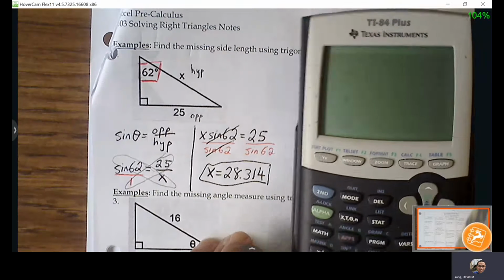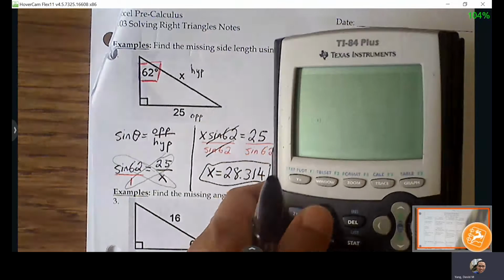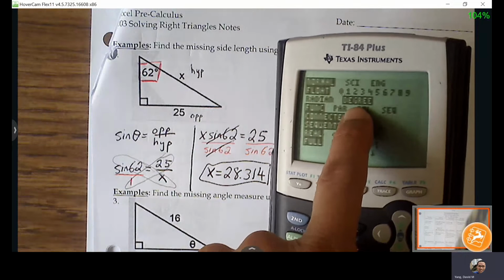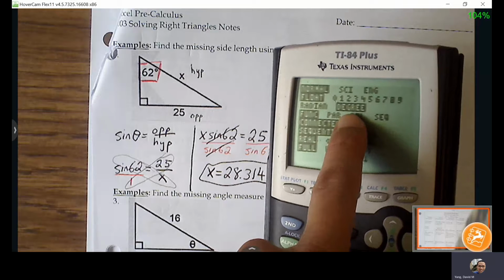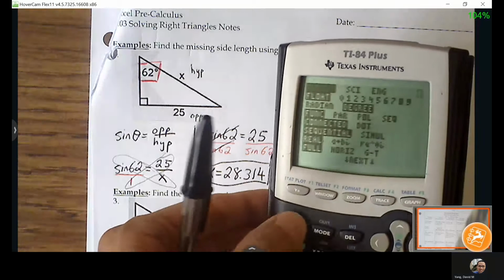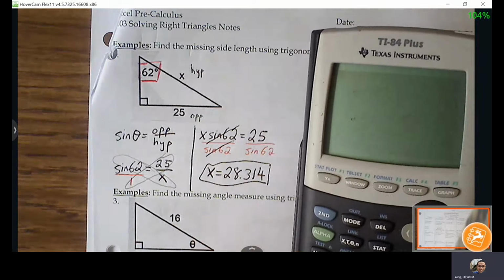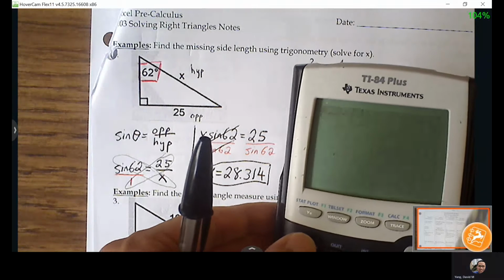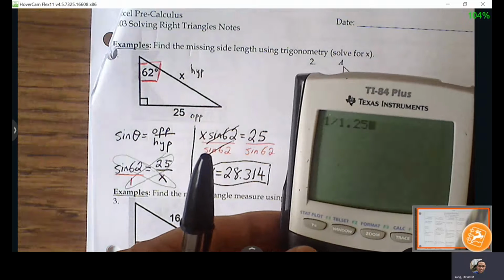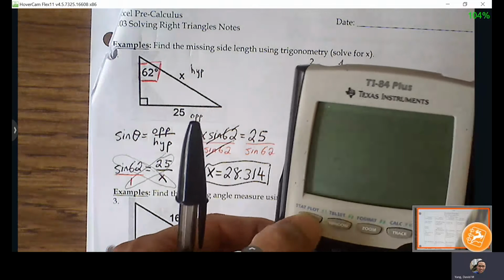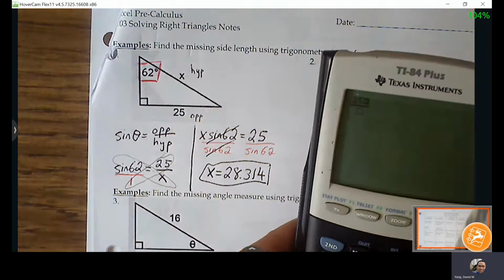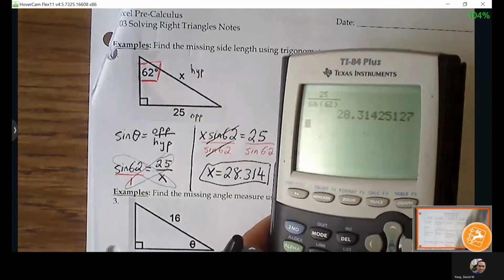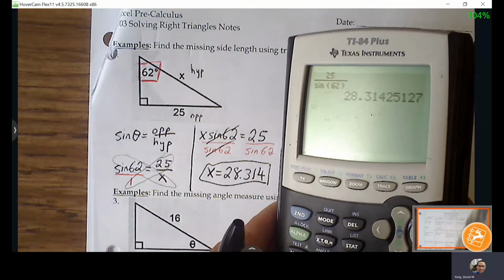Same thing here if I'm using my graphing calculator. You can go to mode. Make sure that degree is highlighted if you're using your graphing calculator. And then same thing, 25 over sine 62. 28.314.